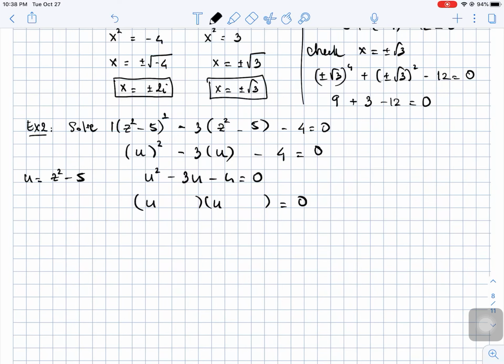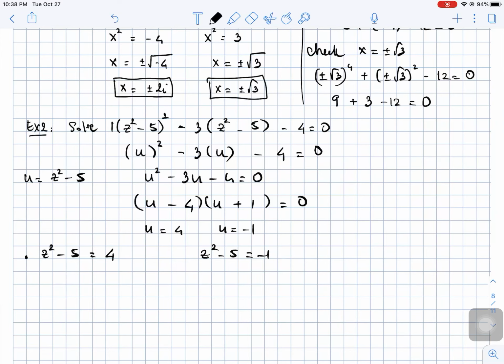We will use u for that. So u will represent z squared minus 5. So u is z squared minus 5. Then the original equation we will get is u squared minus 3u minus 4 equal to 0.